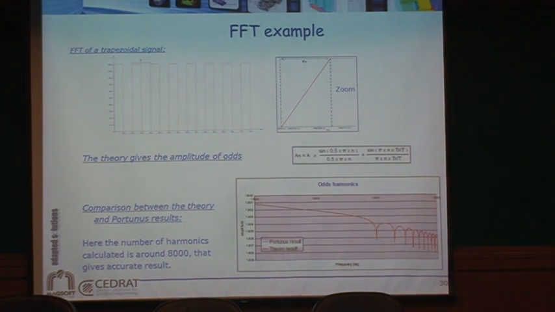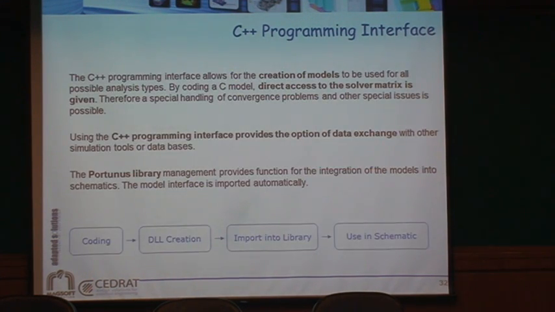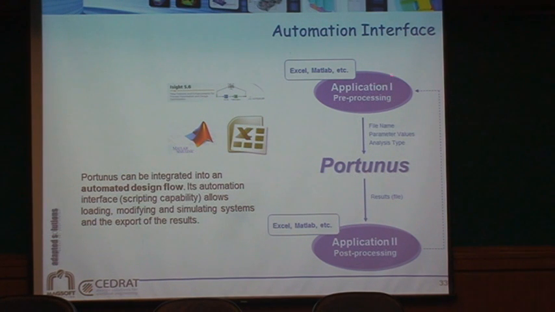Programming interface, we said this is important. There is a C++ interface completely inside the library. We have a DLL which is created automatically, and we created a DLL in the C interface. We can bring it into the library and use it in the schematic. Here we have different types of interaction, Excel, MATLAB, etc. We have Portunus that we can get out, and we can control this also.